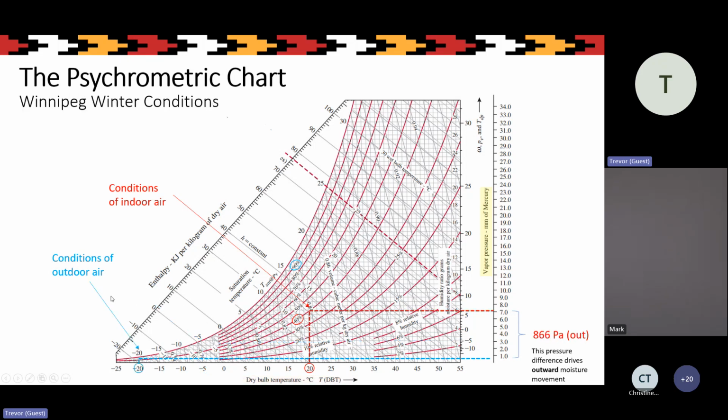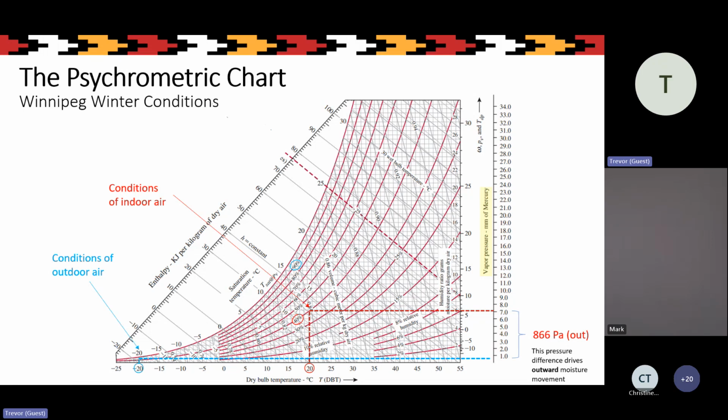Let's look at that somewhere else. Let's look at Winnipeg. The indoor conditions, let's say, stay the same. But in Winnipeg, let's say today, it's -20. And if it's -20, it's basically 100% relative humidity, pretty close to it. If we follow that across, we're down at less than 1 millimeter of mercury. And the pressure difference from inside to outside in Winnipeg at -20 is about 866 pascals pushing outwards.